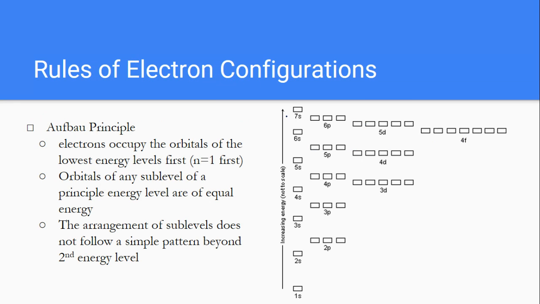So here is our first rule for electron configurations, okay? We have to follow something called the Aufbau principle, and it says that electrons will occupy the orbitals of the lowest energy level first. And remember we said that the lowest energy levels were closest to the nucleus, that was energy level 1, and as you work your way up, they become higher in energy.